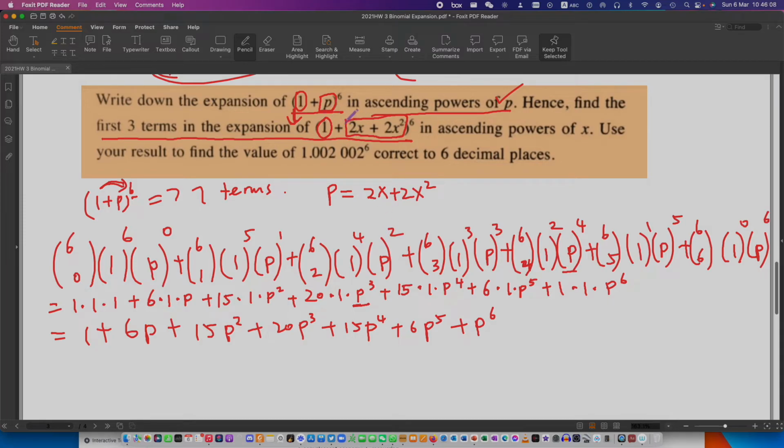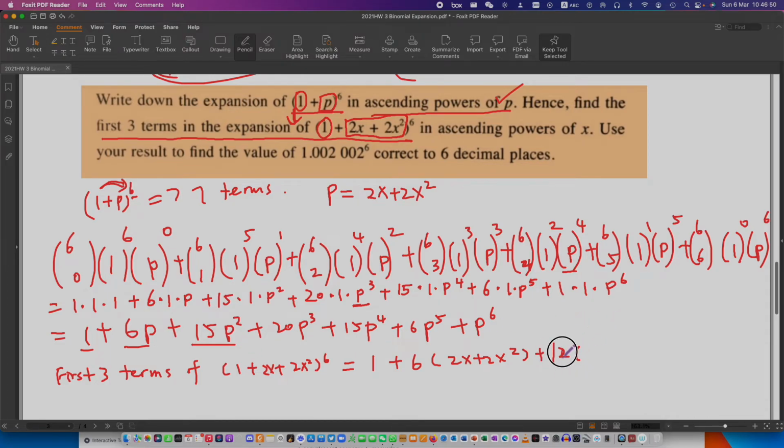So therefore, the first three terms means just these three. The rest, no need. Because they want the first three terms, right? So substitute. Just write down the first three terms of this one. Equal 1 plus 6, so this is 2x plus 2x squared. Then 15 times 2x plus 2x squared, to the power of 2, right?